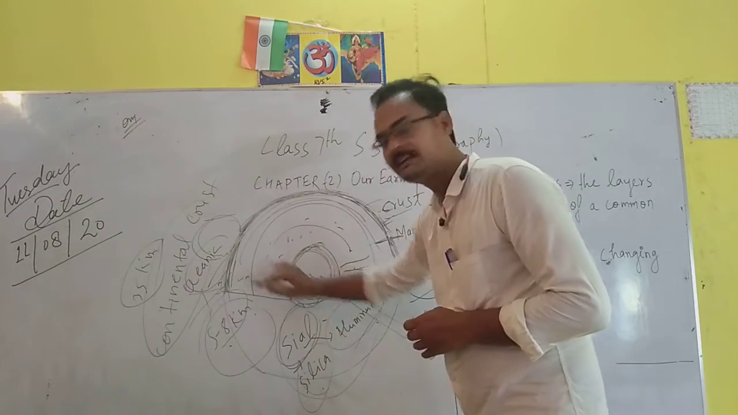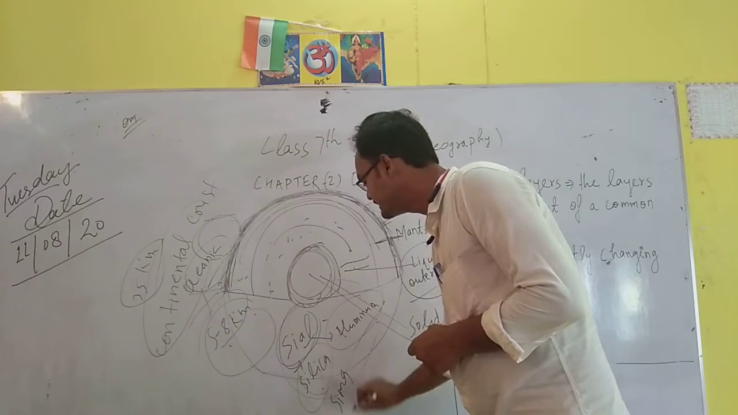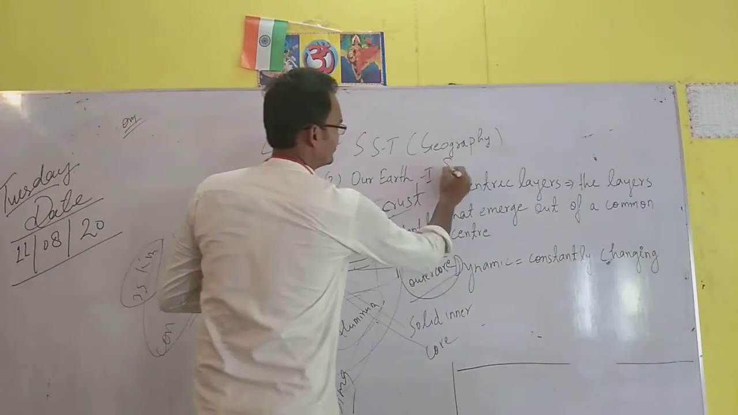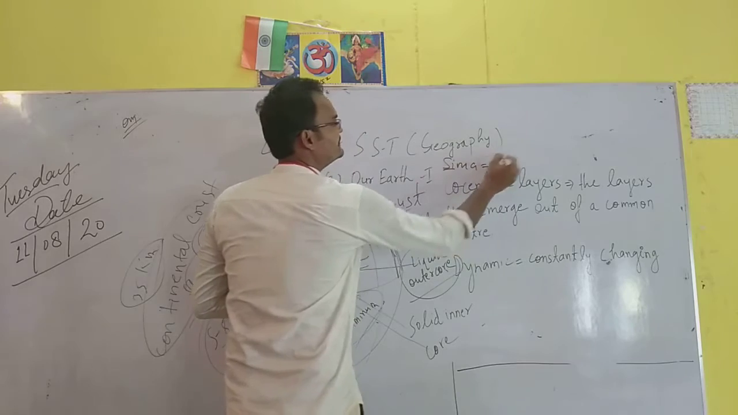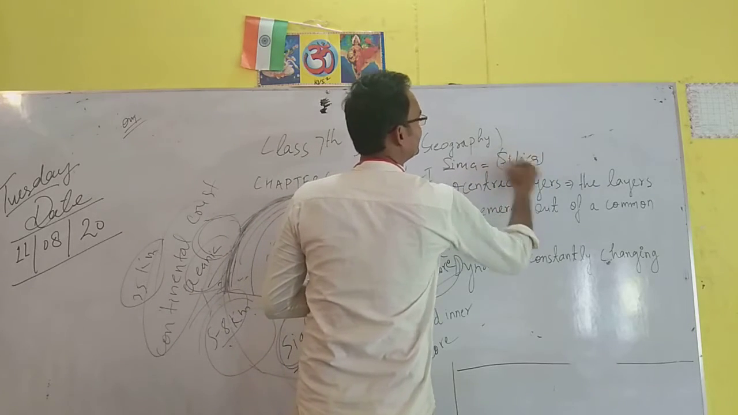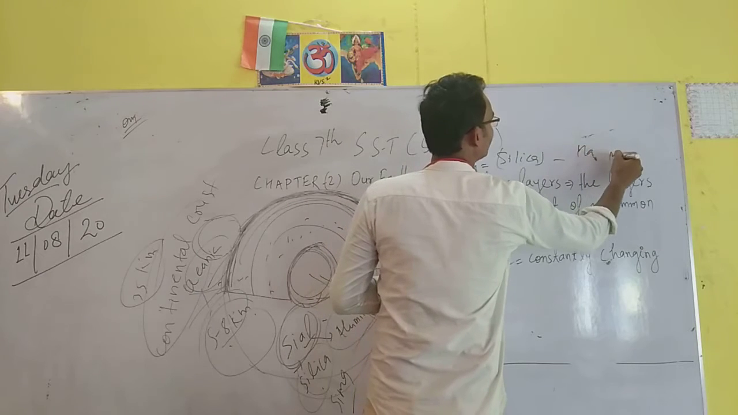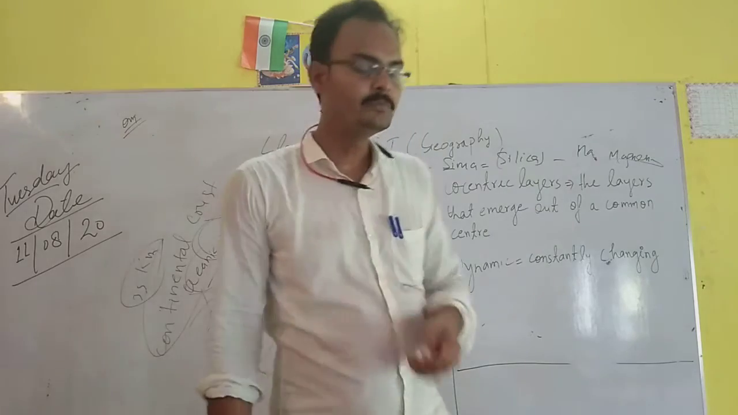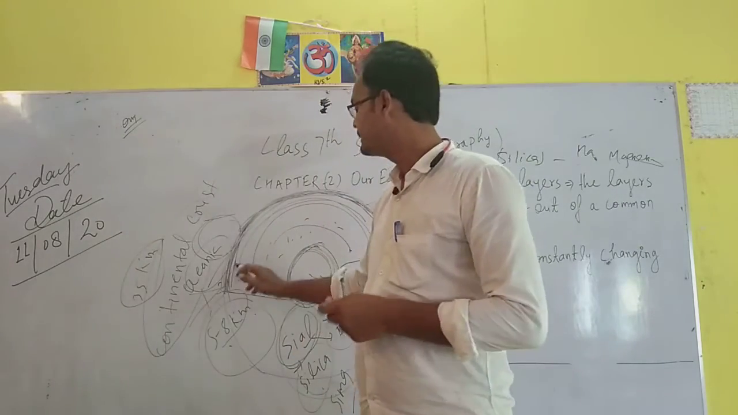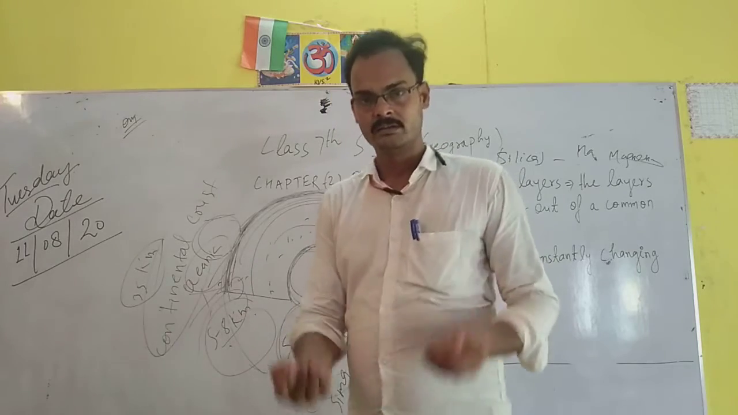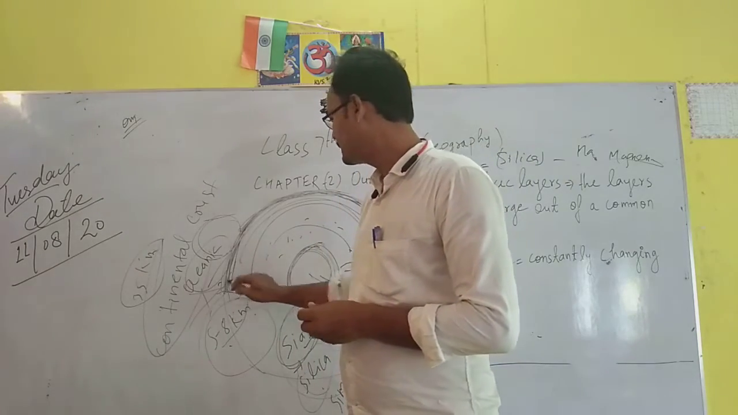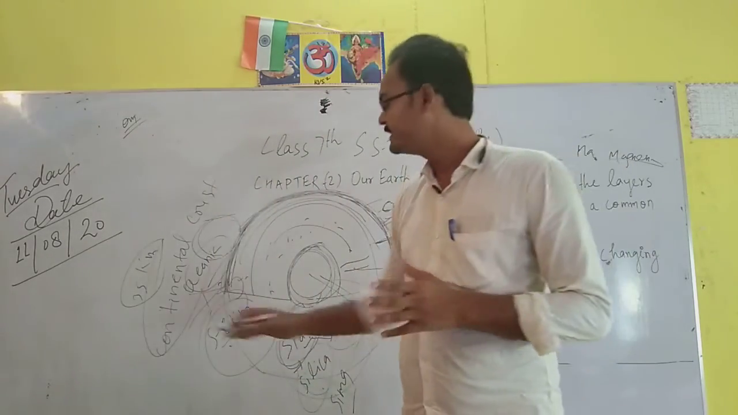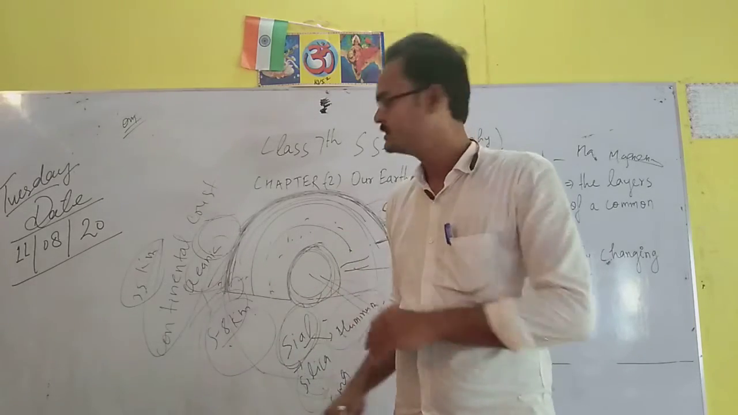And under this area is Sima. Si means silica, which is a metal, and Ma means magnesium. So these two metals are in the inner core or the under part of the crust. So that is why the names are Sial and Sima, after both metals.